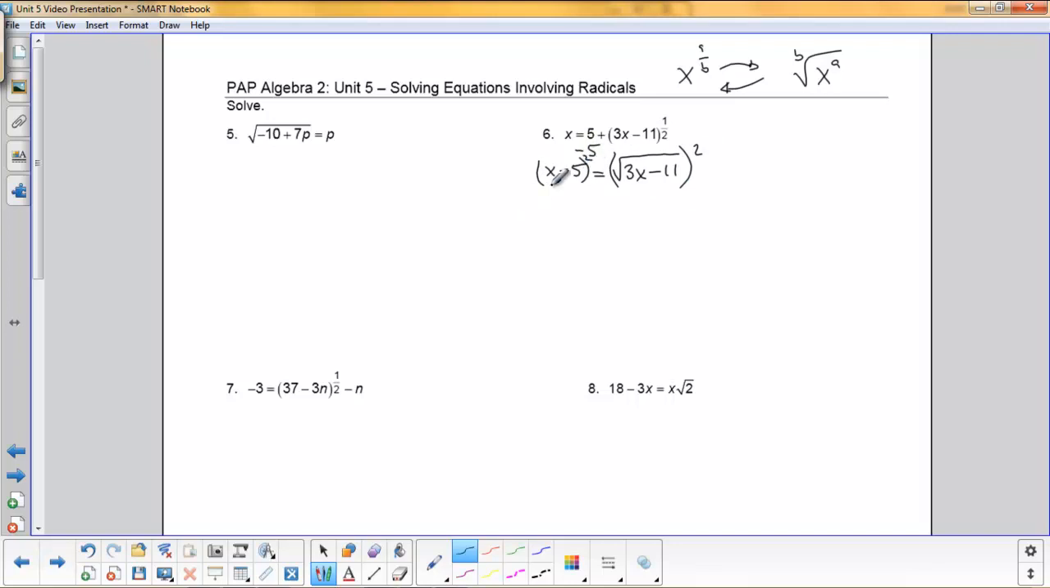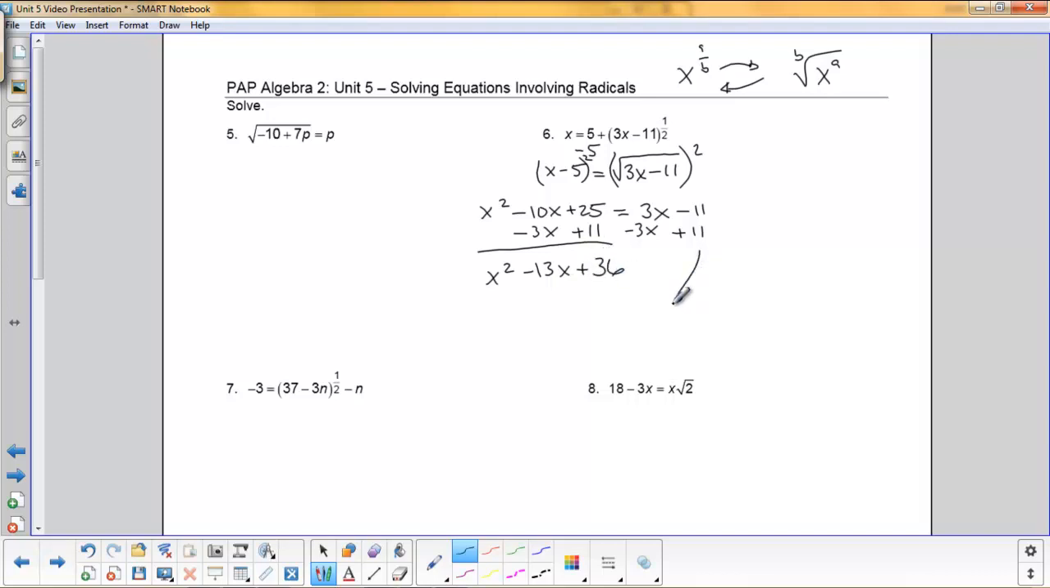Now I'm going to go ahead and multiply this out as a perfect square trinomial. Oh yeah, they're back. x squared minus 10x plus 25 equals 3x minus 11. I'm going to add 11 to both sides. I'm going to subtract 3x from both sides. And I'm going to get x squared minus 13x plus 36.